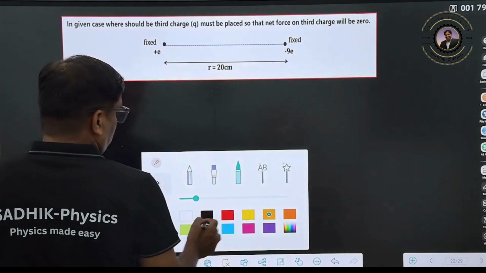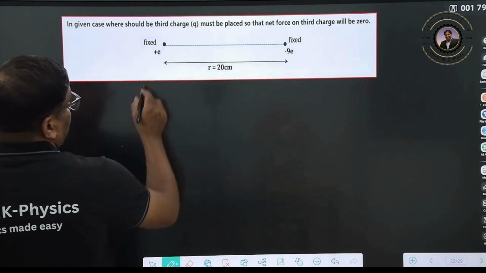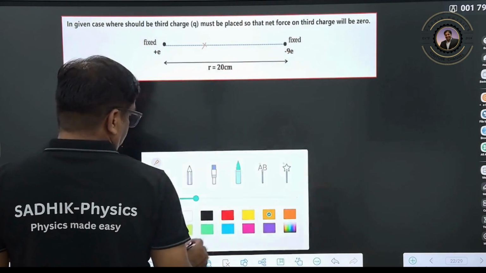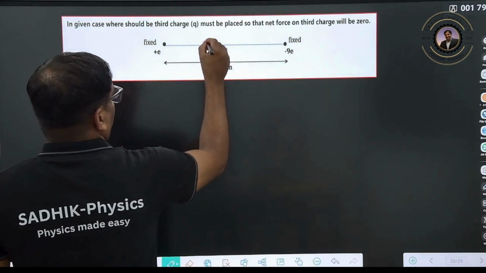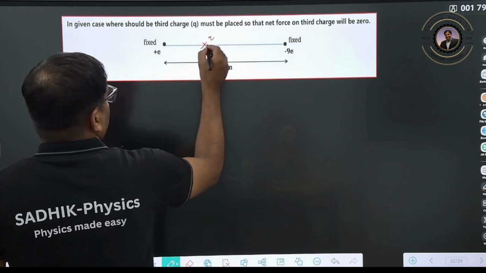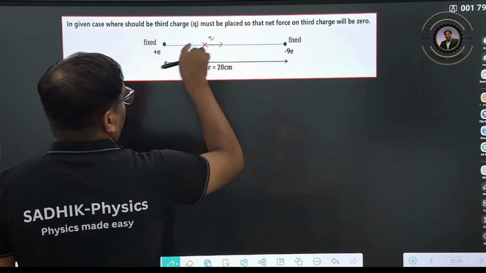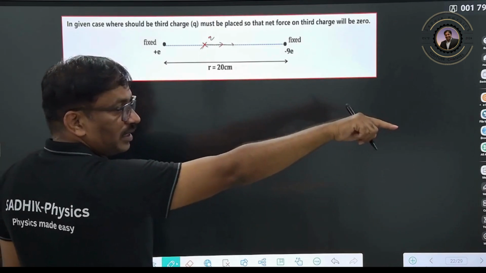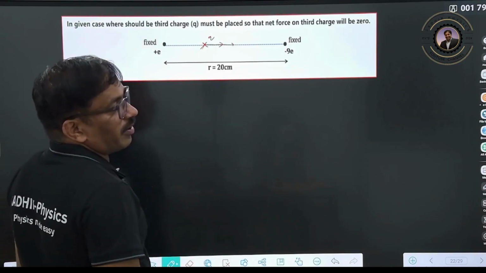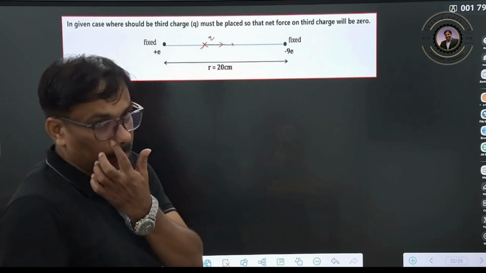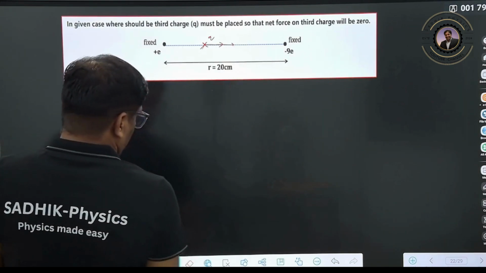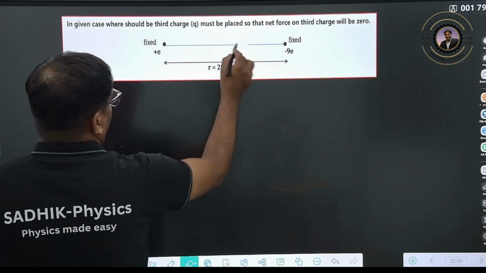Here one more thing you need to observe. Here it is E, and here minus E. Suppose you keep the charge in between, what will happen? This is positive and positive, therefore repulsion, no? This is negative and positive, attraction. Both forces act in the same direction, no? So the net force will never be 0. Clear? Therefore, in between these two charges, it is impossible to get the null point.